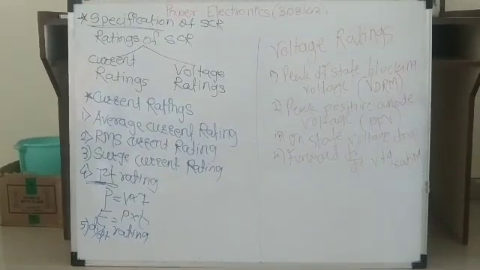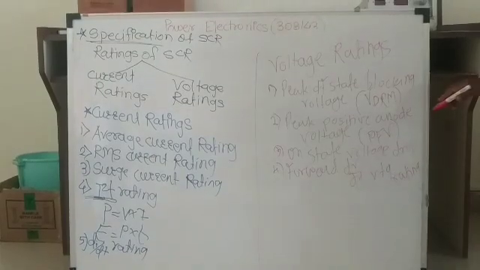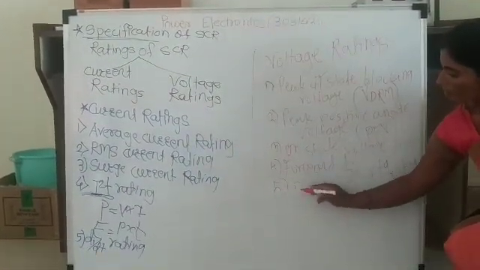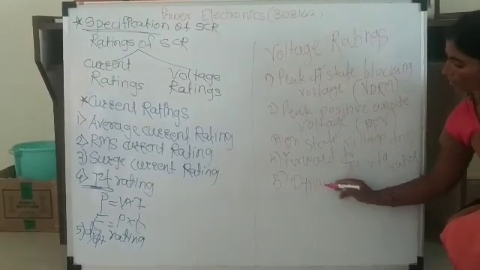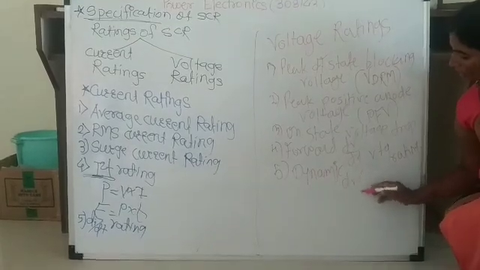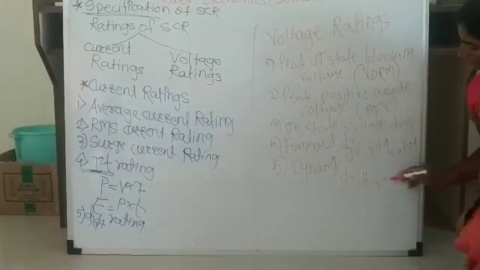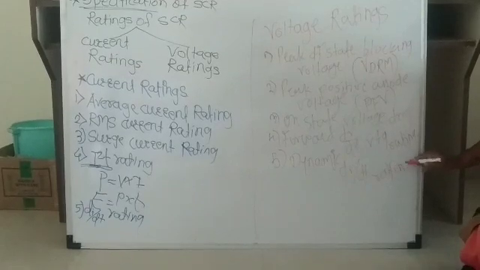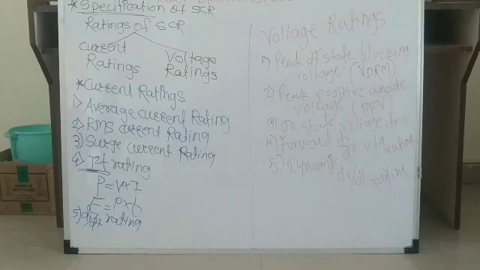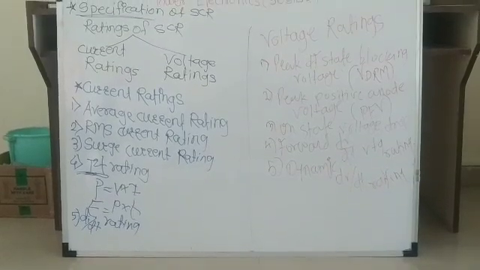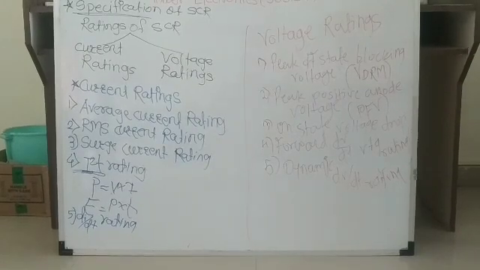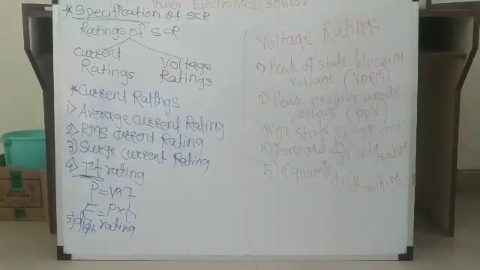And now the next rating is the dynamic dV by dt rating. Fifth one is dynamic dV by dt rating. It is greater than the static dV by dt rating. First of all, we learned the forward dV by dt rating. This forward dV by dt rating is also called the static dV by dt rating.